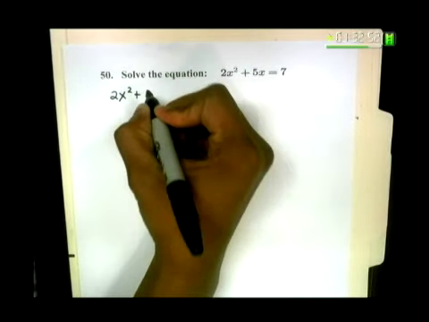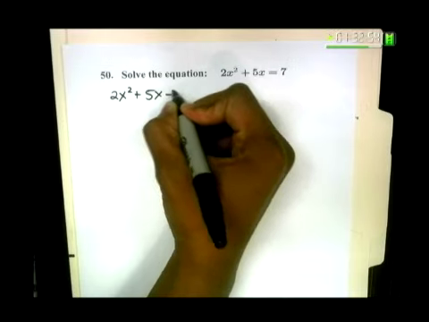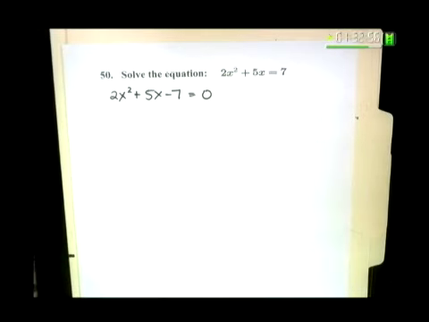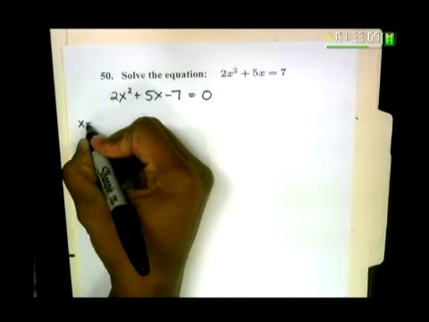So in order to do that, the first step we would do is bring the 7 to the other side so that we have a quadratic equation set equal to 0. All right, and we'll go ahead and use the quadratic formula.